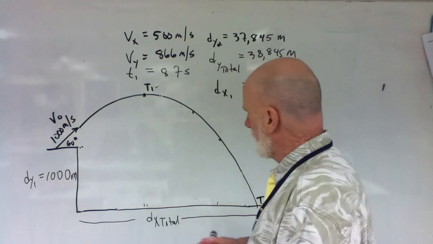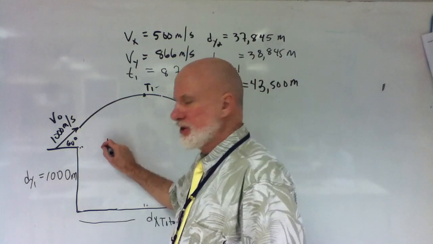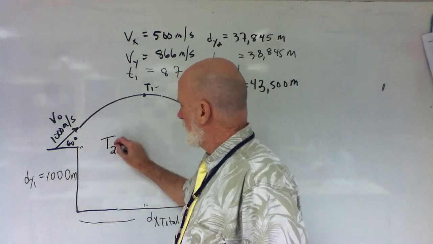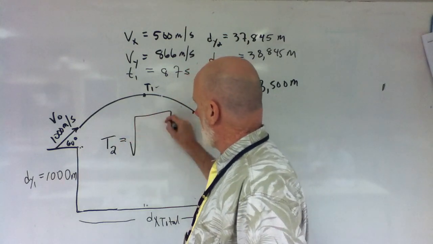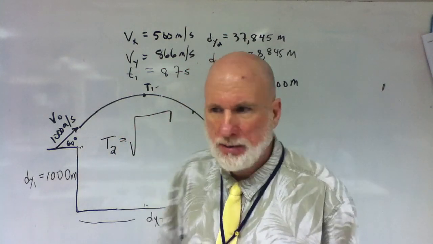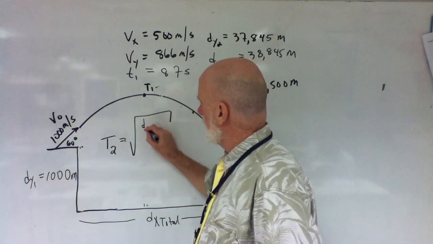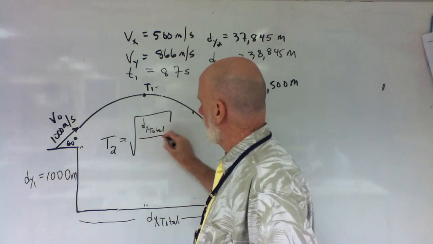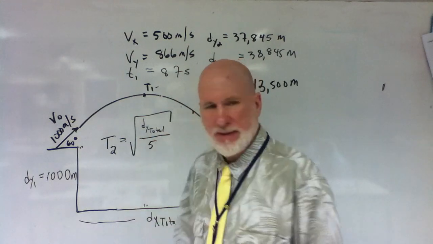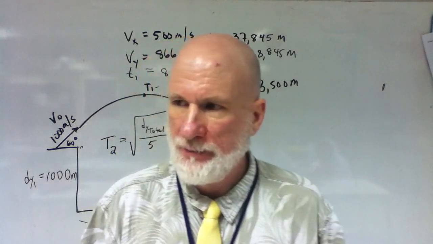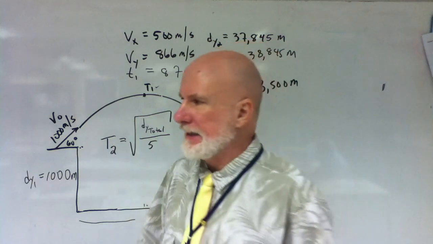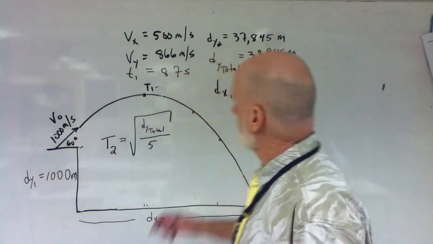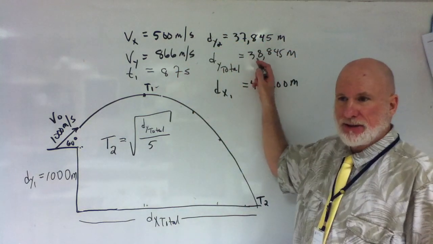Right? So we say we're looking for T2, correct? We're looking for T2. So we say that it's going to equal the square root of dy total divided by 5. Isn't that correct? Yes or no? What is dy total? 38,845.